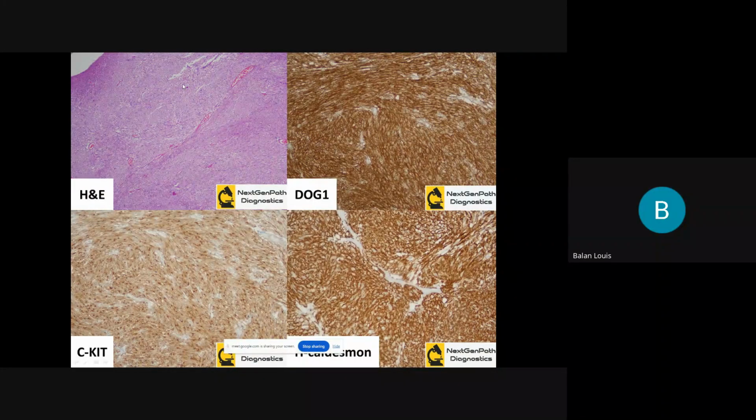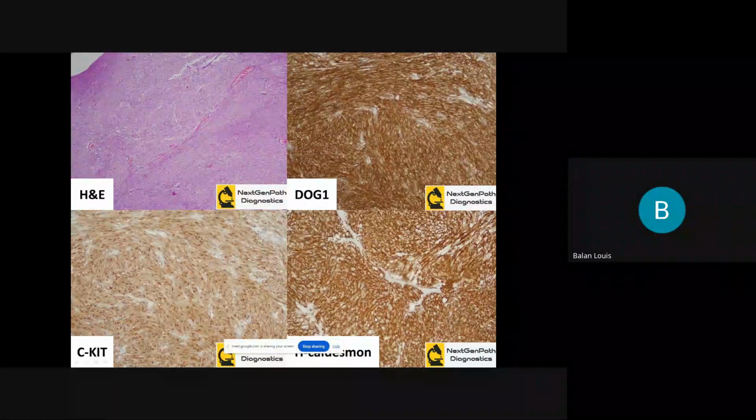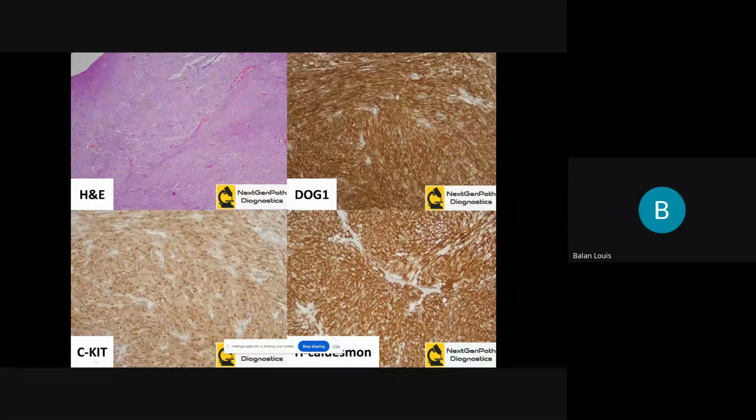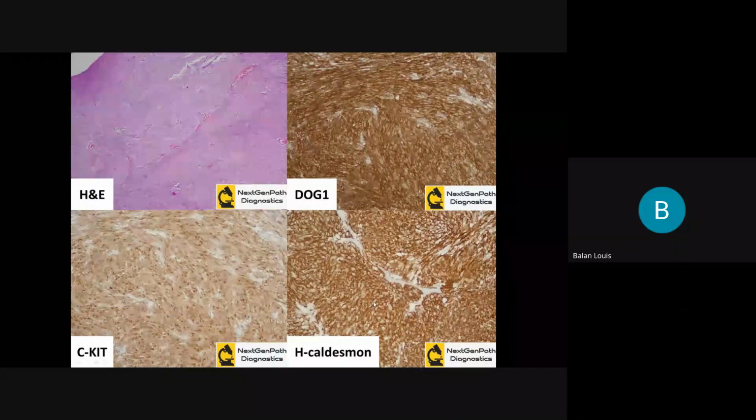In certain conditions, you may get polypoidal lesions in the stomach. And when you sample, you find this kind of a spindle cell tumor positive for DOG1, c-KIT, and h-caldesmon immunostains. Why I want to highlight DOG1 and c-KIT is that DOG1 and c-KIT are positive in gastrointestinal stromal tumor, whereas h-caldesmon is a non-specific marker which also stains smooth muscles.